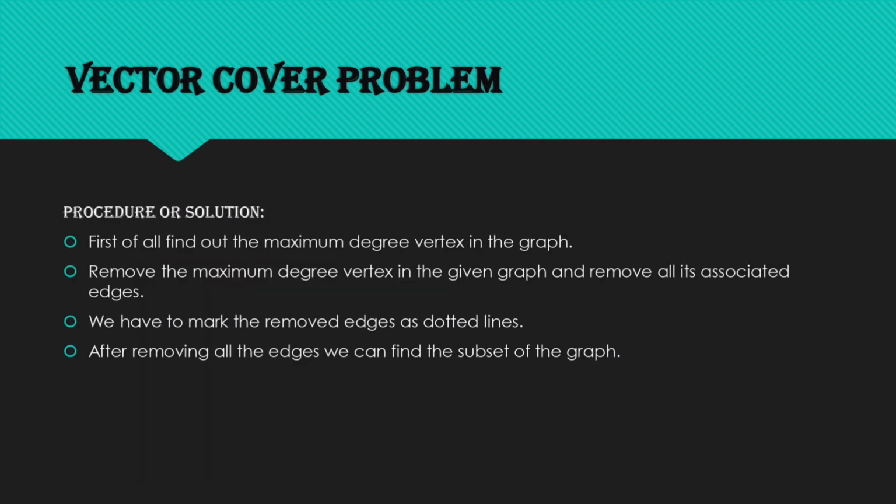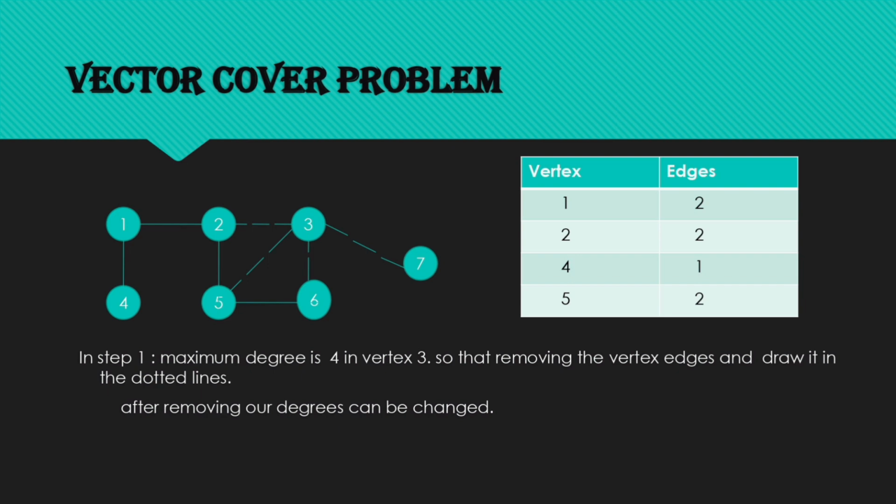Coming to the procedure: remove the maximum degree vertex in the above graph and remove all its associated edges. First of all, find out the maximum degree vertex in this graph. What is the maximum degree vertex here? In our problem, the maximum degree is 4 and the vertex is 3. Simply, we have to remove vertex 3 and all its connecting edges.